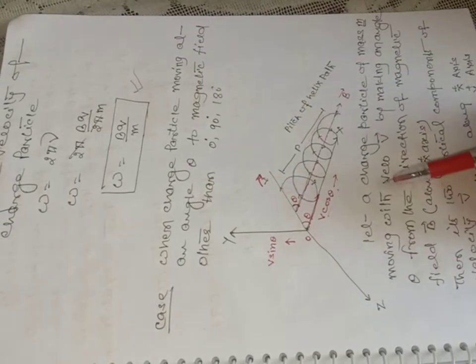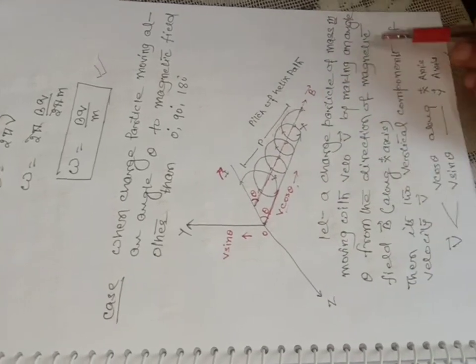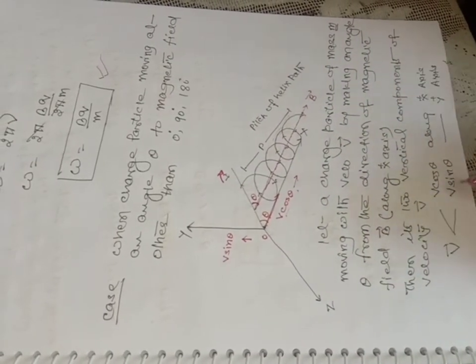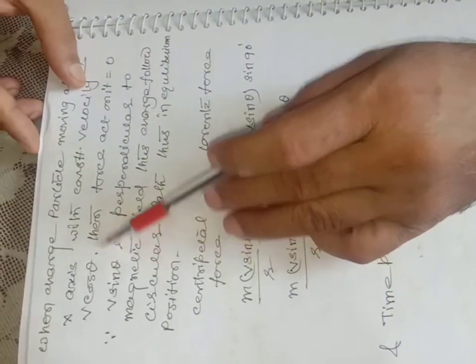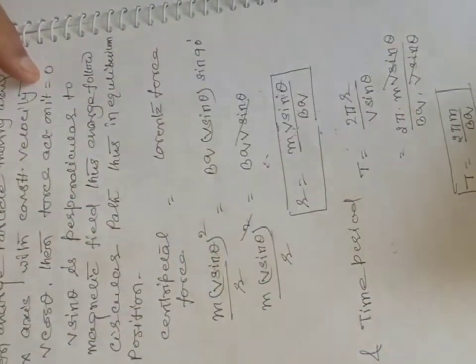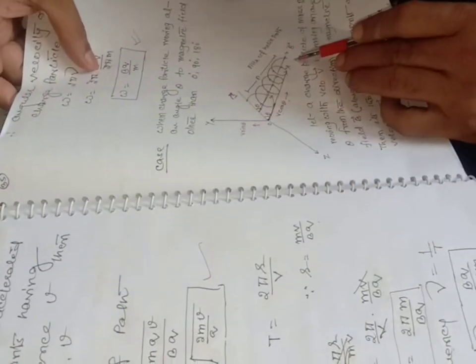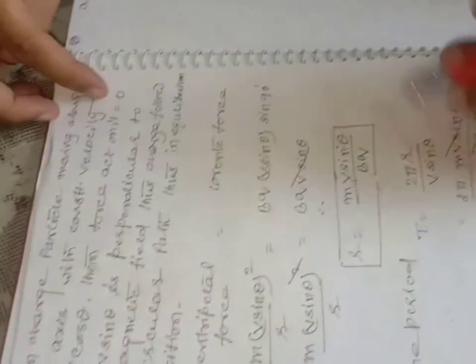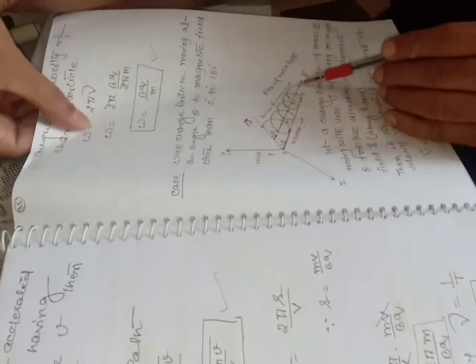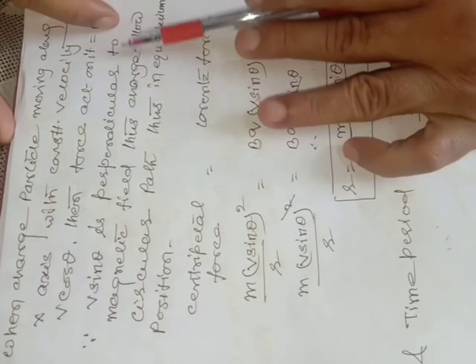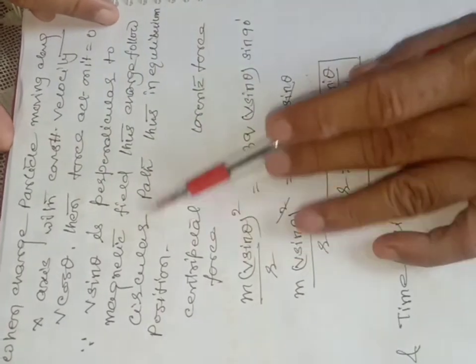This path is a helix. Let a charged particle of mass m move with velocity v making an angle theta with the direction of magnetic field b. Then its two components are v cos theta and v sin theta along the x and positive y axis. When the charged particle moves along the x axis with constant velocity v cos theta, the force acting on it is 0, because theta will be 0 in that case. So v sin theta is perpendicular to the magnetic field. This is the direction of the magnetic field, and v sin theta is along the y axis, so it is perpendicular to the magnetic field. Thus the charge follows a circular path.